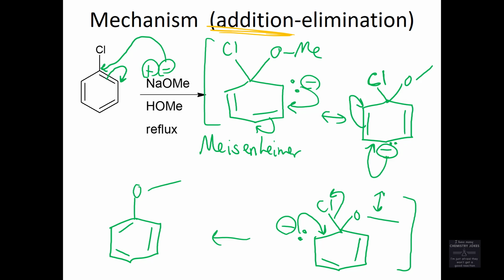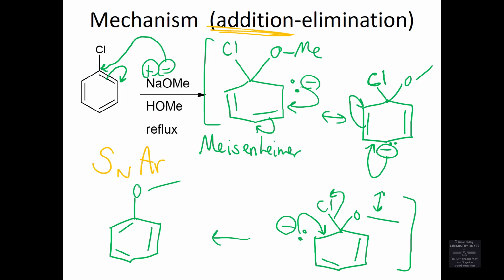This mechanism, oddly enough, is not SN1. It's not SN2. It's SNAr. I know, that's crazy. We have such crazy names. That stands for substitution nucleophilic aromatic. Aromatic rings cannot do SN1. Aromatic rings cannot do SN2. If they're going to do substitution, it has to be through an SNAr mechanism like this, or one other kind.